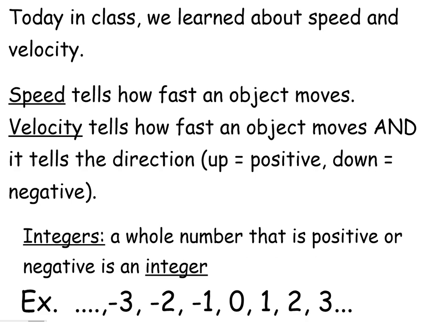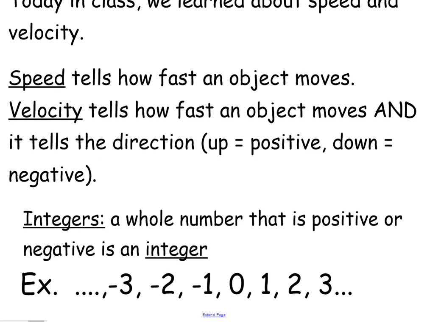So today in class we learned about speed and velocity, and if you remember, speed tells us how fast an object moves, and velocity also tells us how fast an object moves. But velocity also tells us the direction, such as up and down. If an object moves up, such as a balloon, we say it has a positive velocity. But if an object falls down, then we say that the object's velocity is negative.